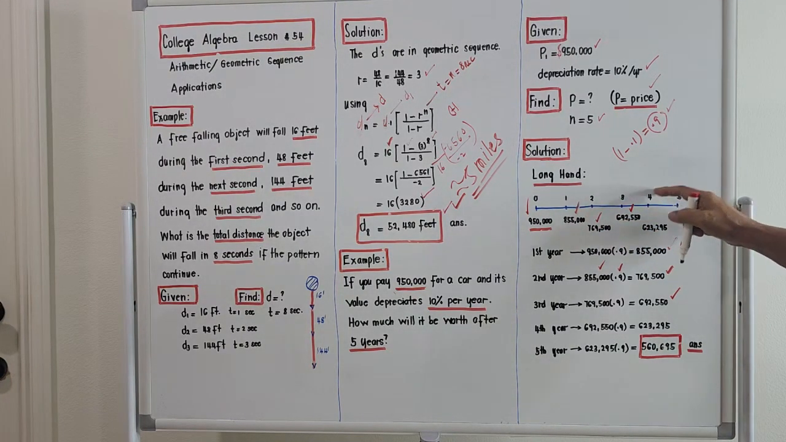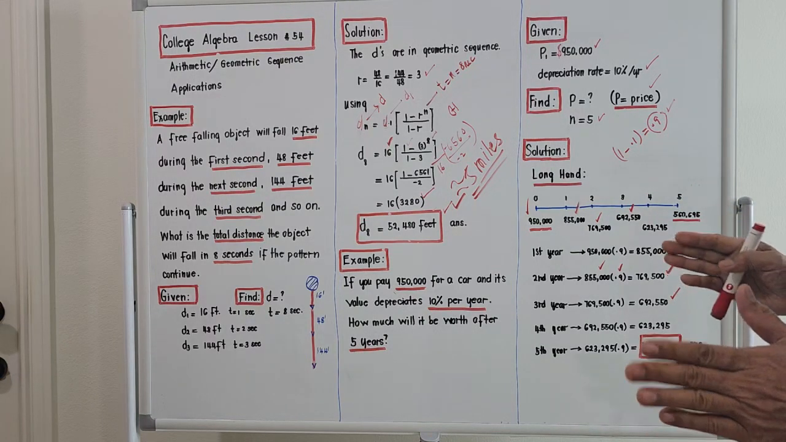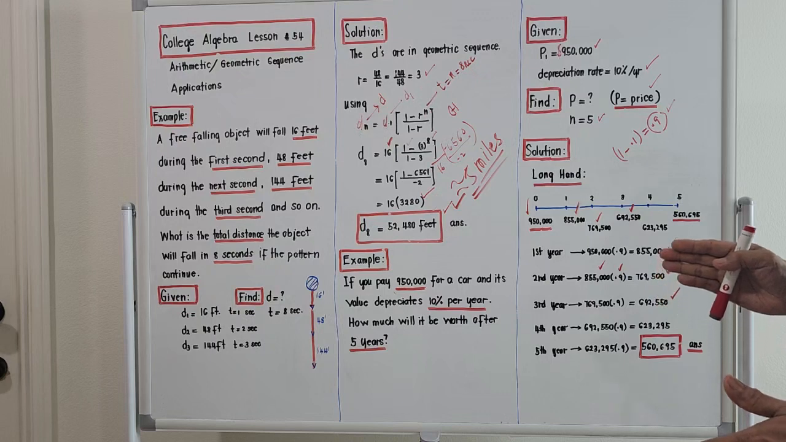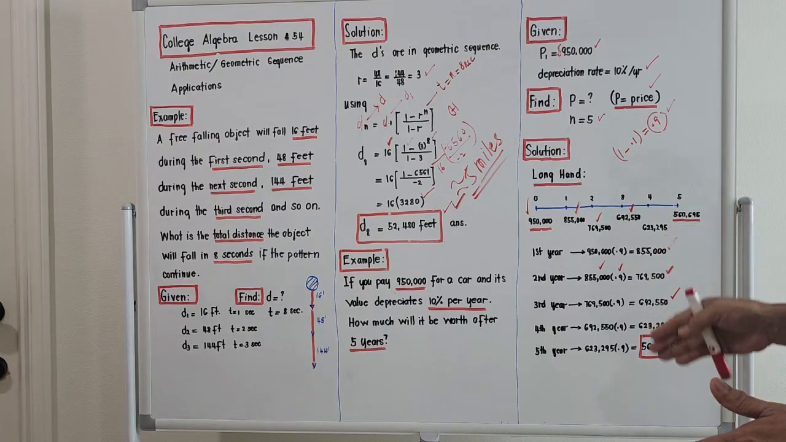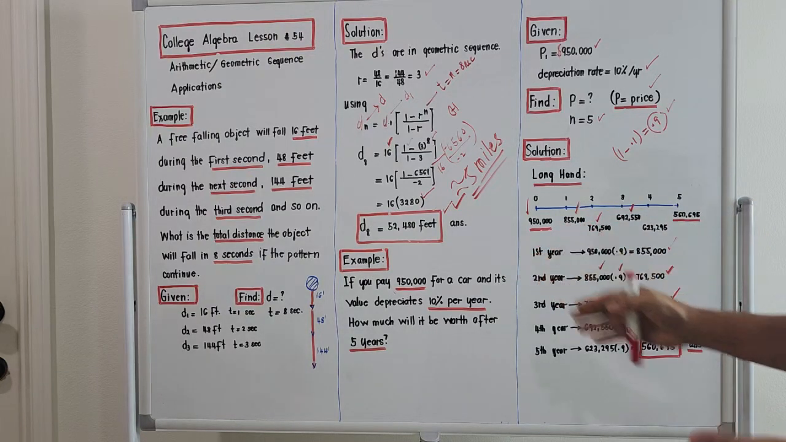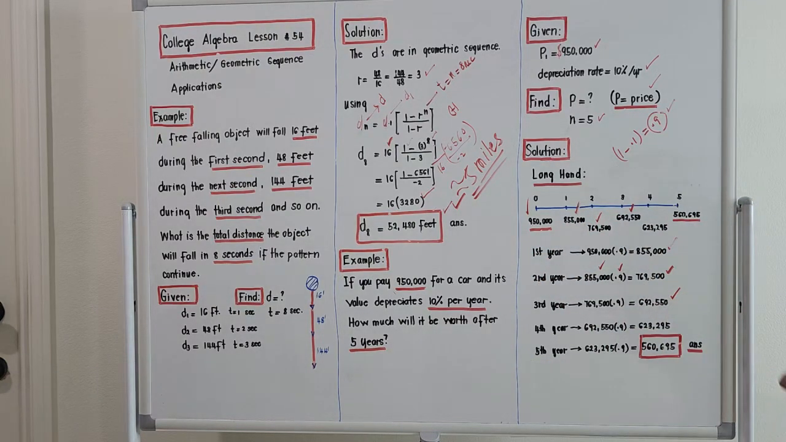On the fourth year, okay, again, it will depreciate 10%. But the value we will be depreciating on the fourth year will be the present worth value on the third year. So the present worth value on the third year is 692,550 times 0.9. So on the fourth year, the value now becomes 623,295.